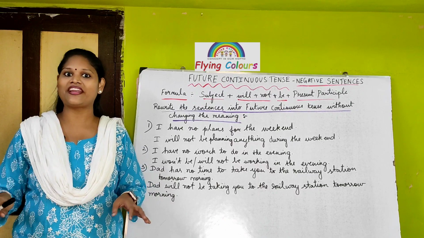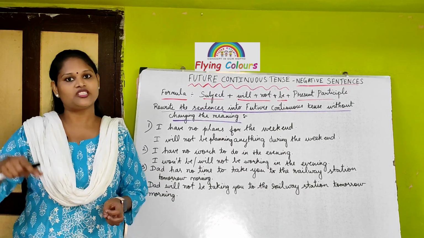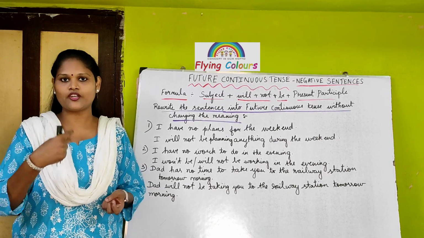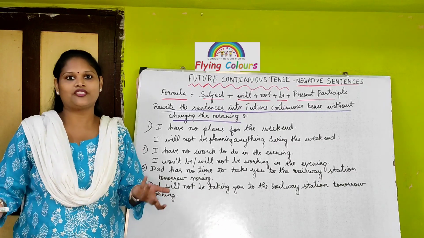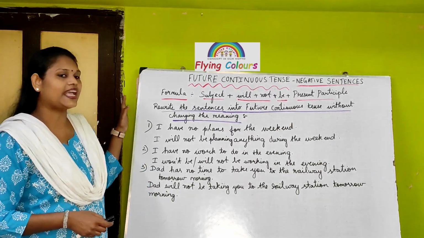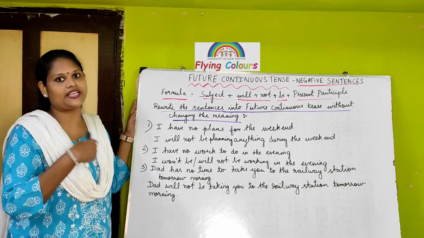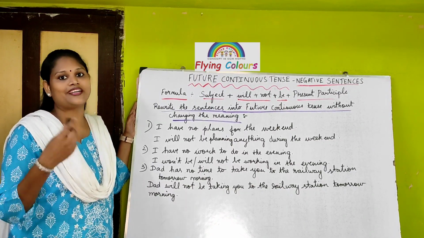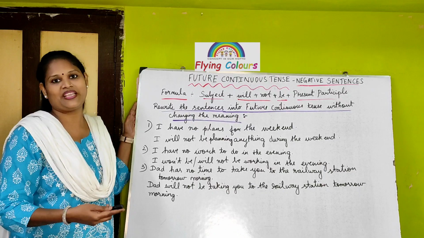I have told you many times in my video. Negative means always put not. Here continuous tense means subject plus will not be plus present participle. That's all. This is the formula. According to the formula, you can write it. In this category, I have written some sentences. You need to change the sentences into future continuous tense without changing its meaning.